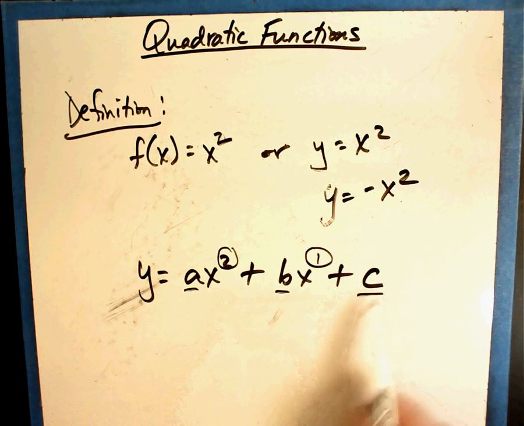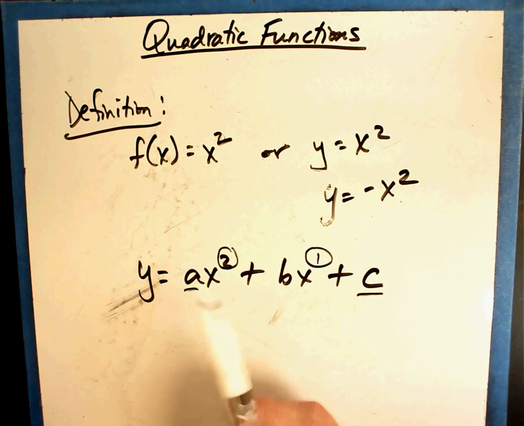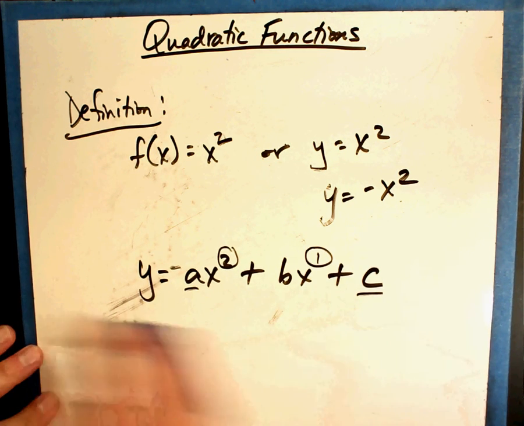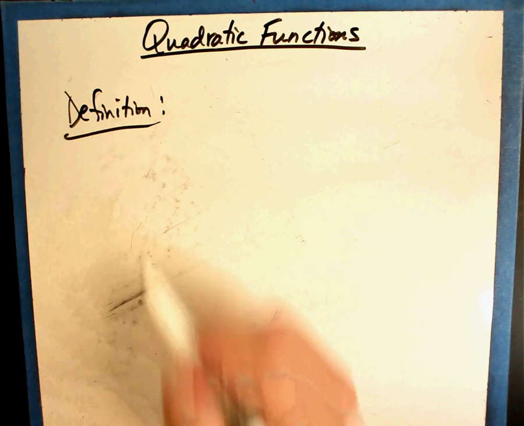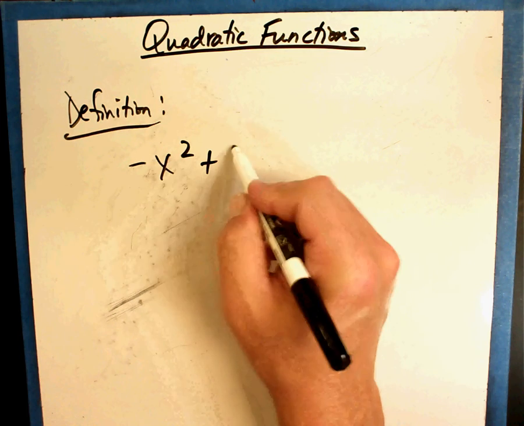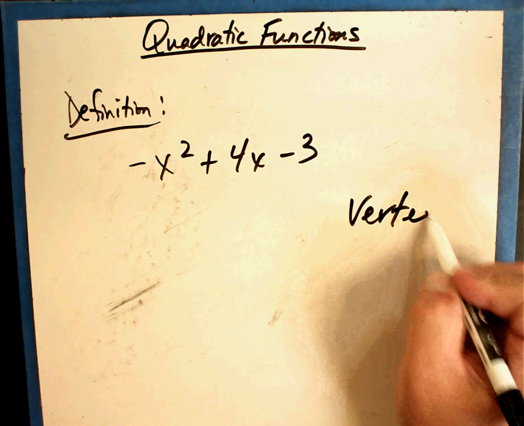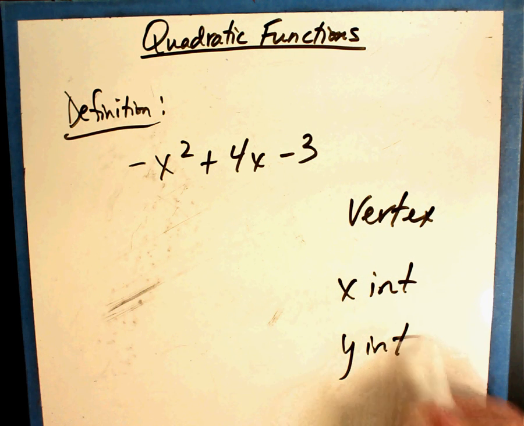Again, this graph would be one of those types of graphs that look like that. If there was a negative sign on the front of it, then it would be a graph that works like that. Okay, and so what we're going to do is play around with these a little bit and see if we can figure out how to calculate a few values. Let's try one like this. And we want to find the vertex, the x-intercept, and the y-intercept.